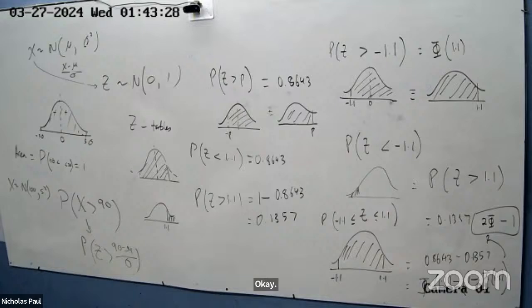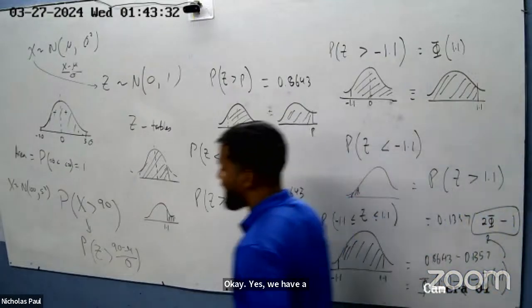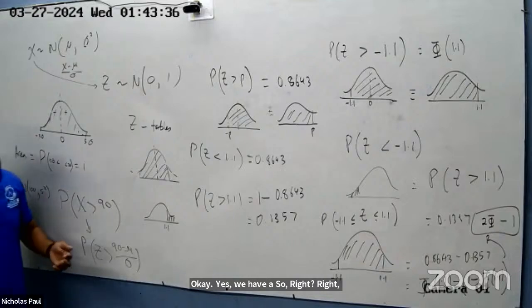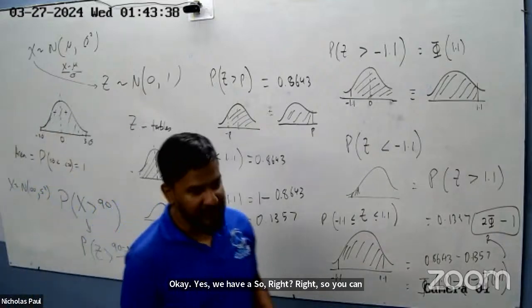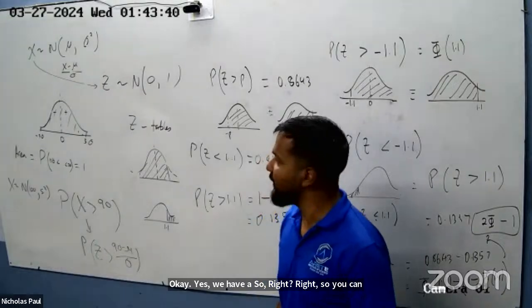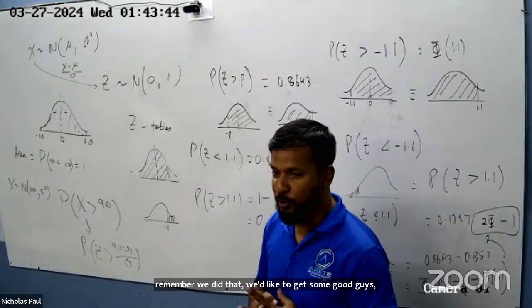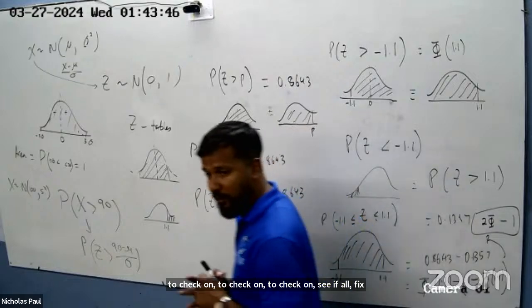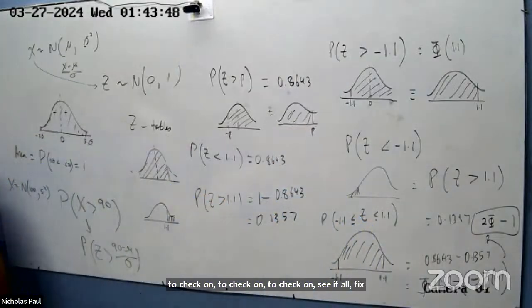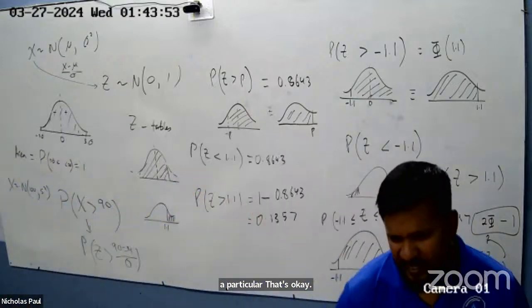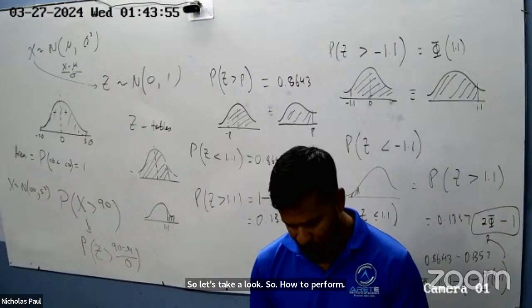Anyway, so we're going to put two right-hand rules. Right now, chi-square. If you remember, we did something called chi-square. In chi-square, you test to check if the data you have fits a particular distribution. So let's take a look at how to perform chi-square.